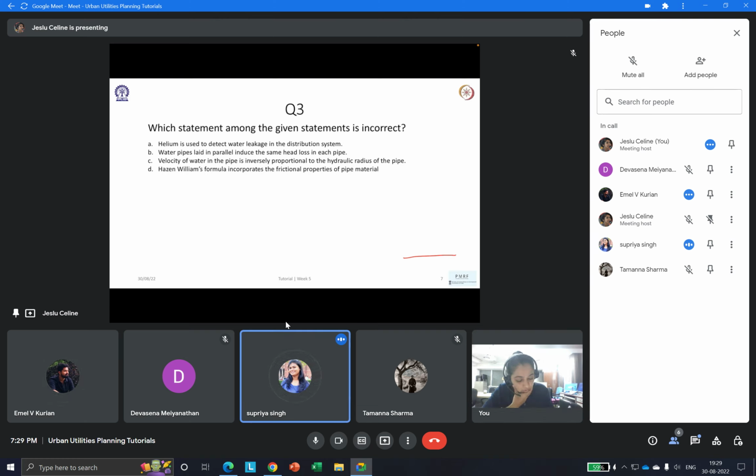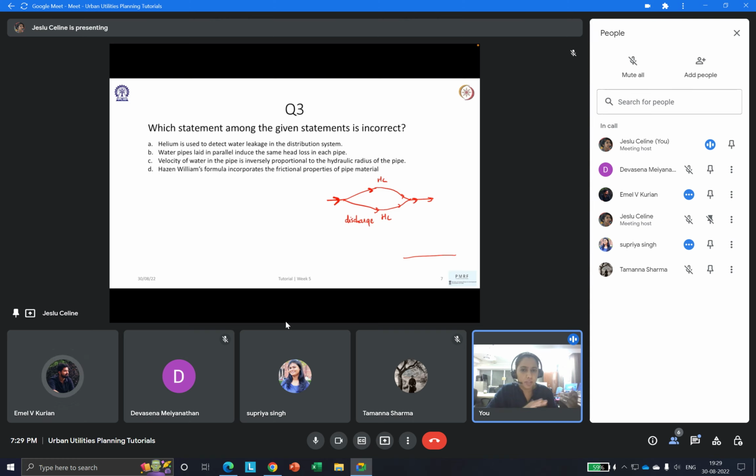Okay, so let's say we have a loop like this, and it's going in parallel, and then it comes back. What we're saying is the head loss over here will be the same. But at the same time, the discharge will not be the same. The discharge gets split into these two pipes and then goes, and when it comes back again, it joins. So it's similar to our resistance, parallel and series connection.